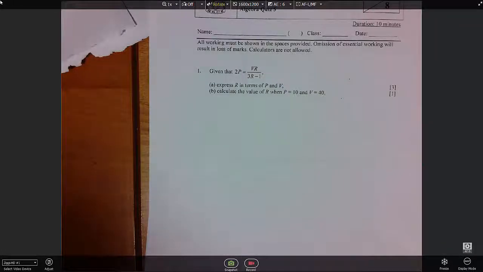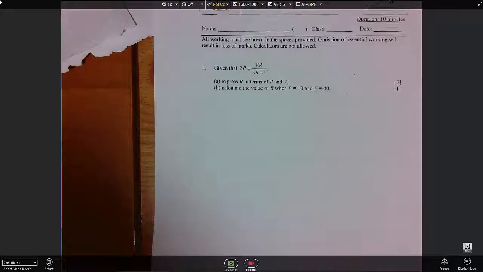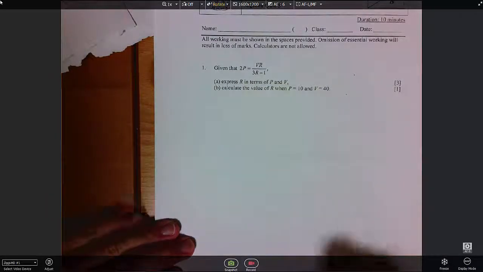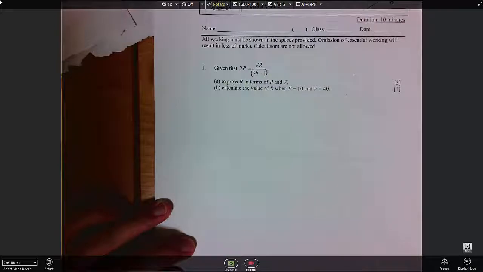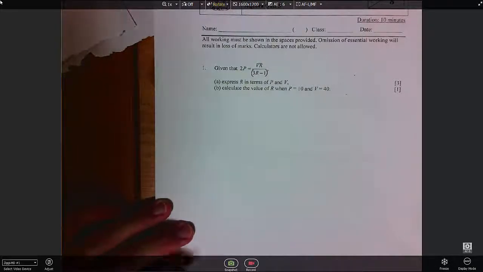Okay, and now we have the corrections for Algebra Quiz 5. Question 1. Express R in terms of P and V, which simply means we have to make R the subject of the formula. To understand this question, maybe if you just put a bracket there, it will help you to understand the question a lot more.